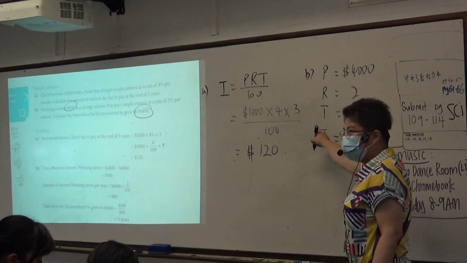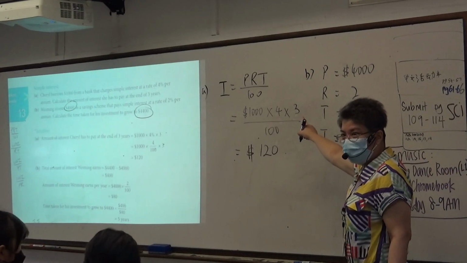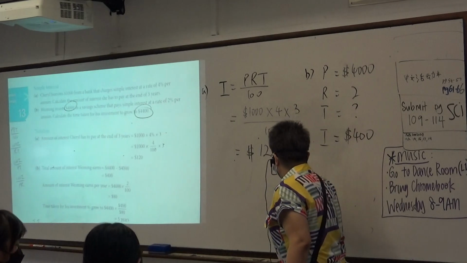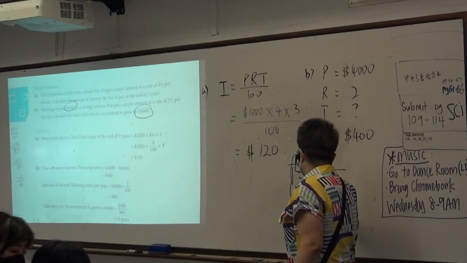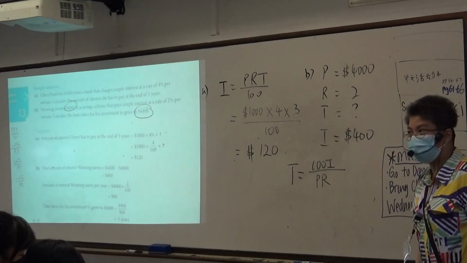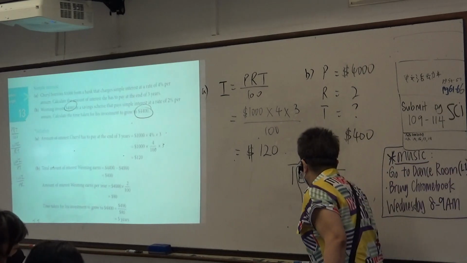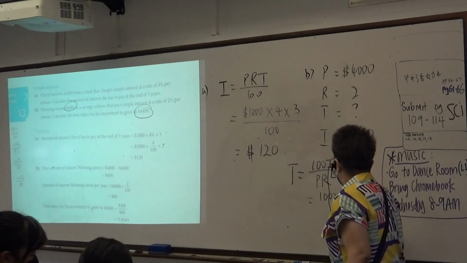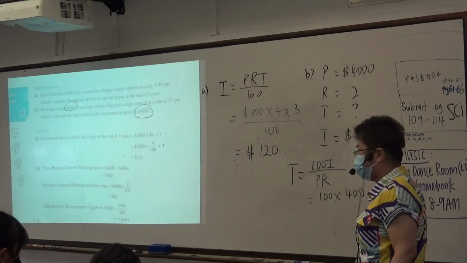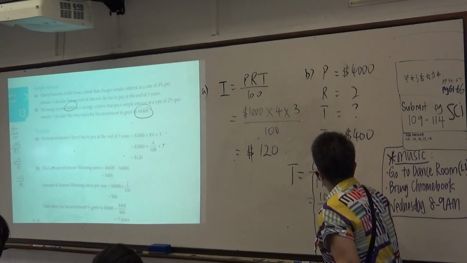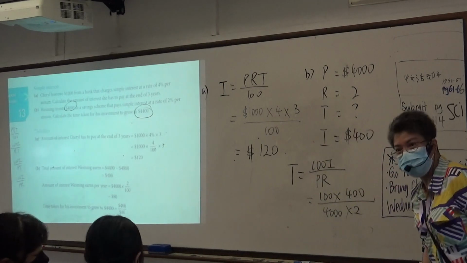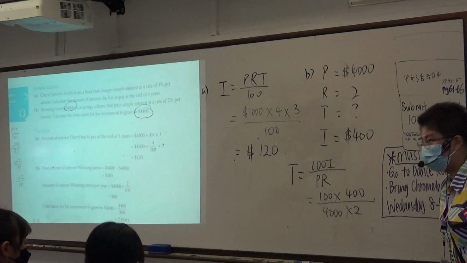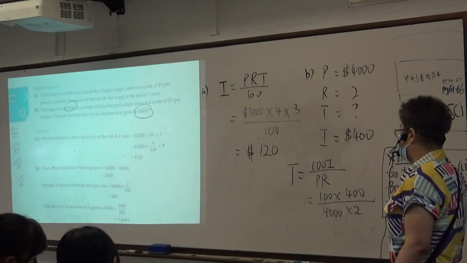So, you're going to find time. All of you look up. I'm going to apply the formula. Time is 100I over PR. Remember? I gave you the formula. So this will be 100 times 400 over 4,000 times 2. Am I right? Just plug in accordingly. Okay, use your calculator.